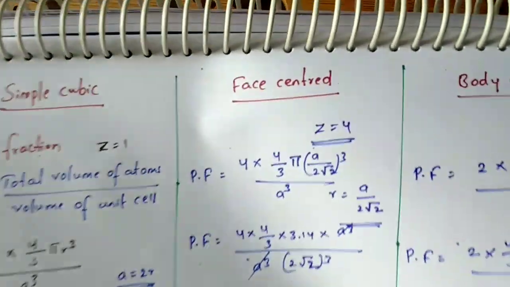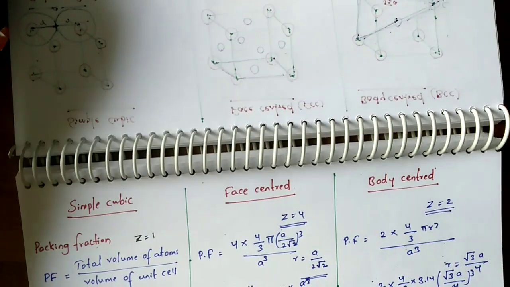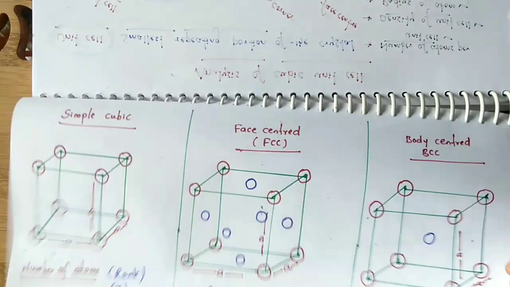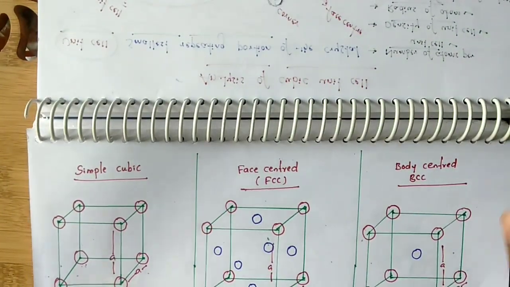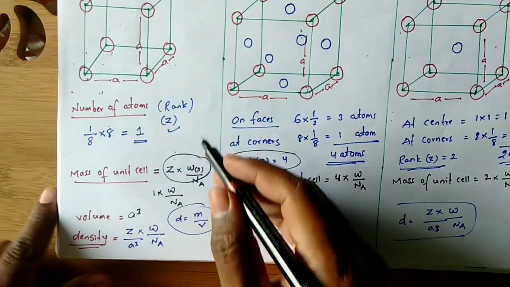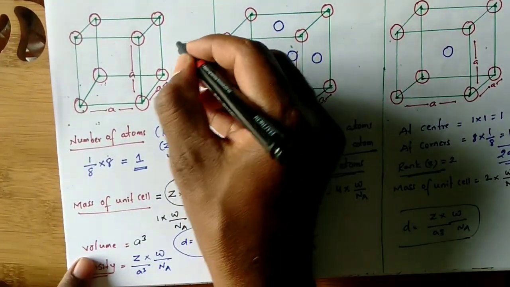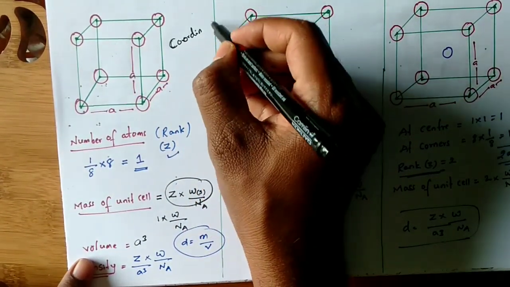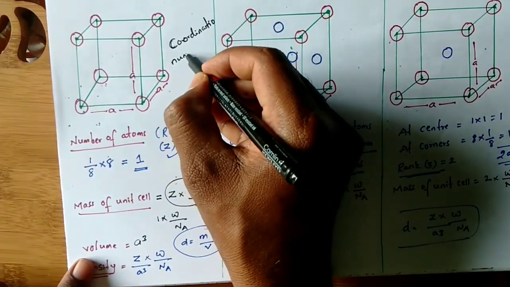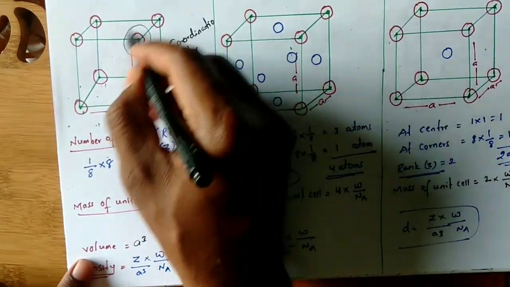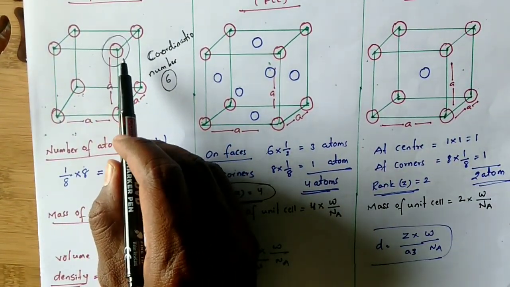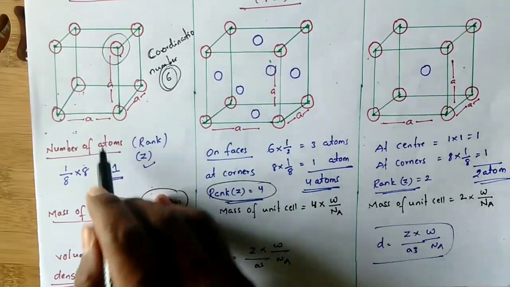Next, coordination number. Coordination number means what? How many nearest neighbor atoms are there around the atom? That is called coordination number. So you just remember, in simple cubic the coordination number is 6. Coordination number in simple cubic 6 means how many nearest neighbor atoms to this atom? 6 atoms, like that.